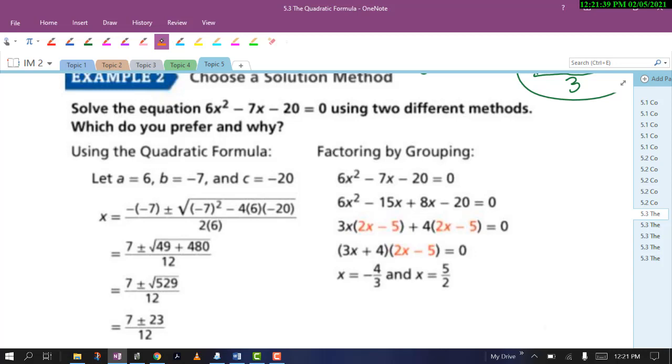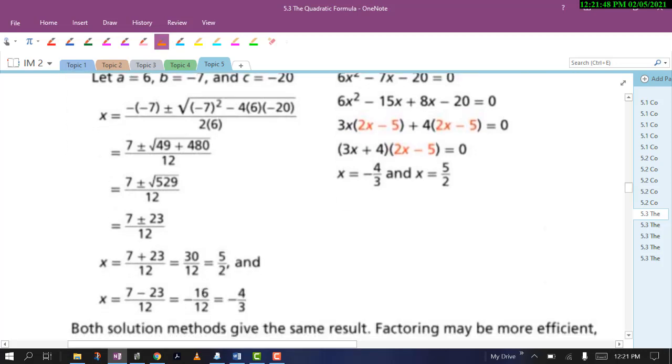-7 plus or minus square root of -7 squared minus 4 times 6 times -20 over 2 times 6. So it simplifies all the way down to 7 plus or minus 23 over 12. So 1 is plus, so 7 plus 23 is 30. 30 divided by 12 is 5 over 2 as a simplified fraction. Now when we do 7 minus 23, we get -16, and -16 over 12 simplifies down to -4 over 3. So pretty straightforward, stuff that we can do, nothing crazy.